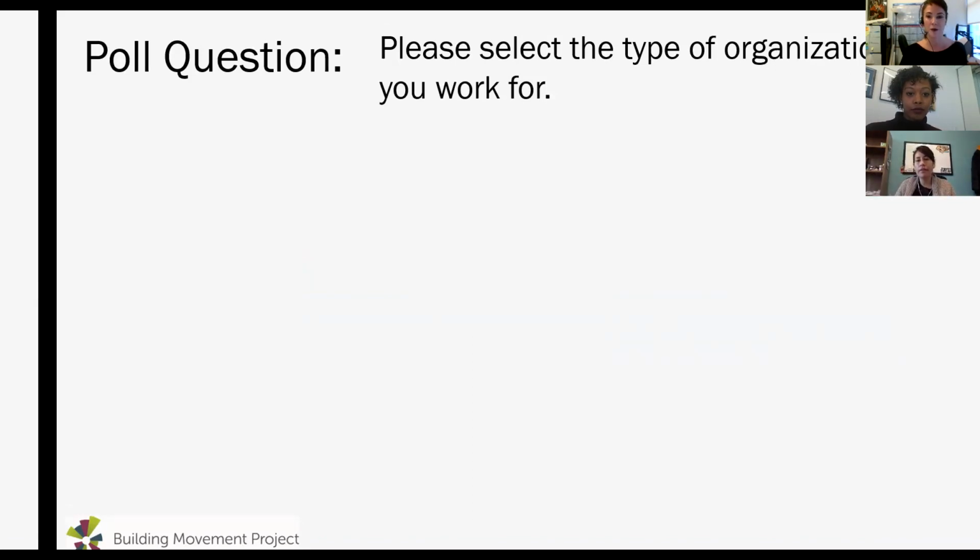So it looks like we've got some nonprofit service organizations here in the audience today, as well as some nonprofit intermediary groups, some foundations, wonderful, government, self-employed, some other nonprofits. Excellent, about 26%, fabulous. Okay.